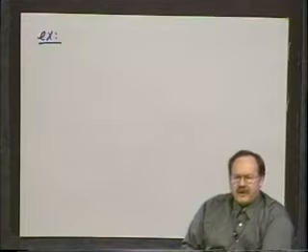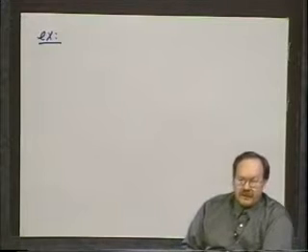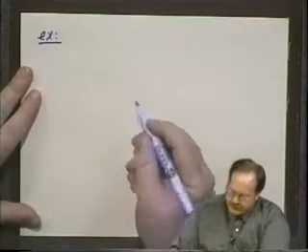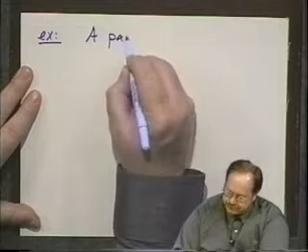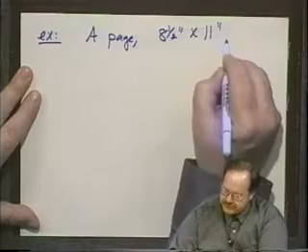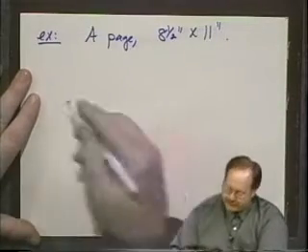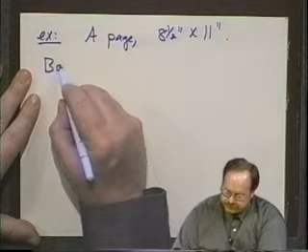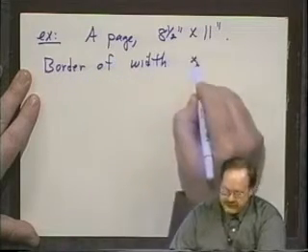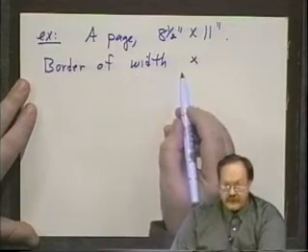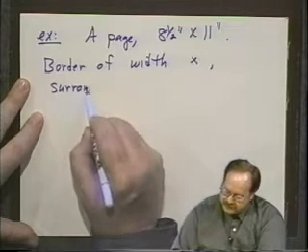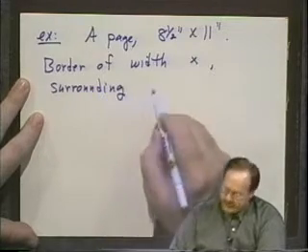This is the first of what you might call real-world problem or word problem. And it fits here, so I'll go ahead and look at it. Here's the situation. We have a page that is 8.5 inches by 11 inches, just the size of a normal sheet of paper. It has a border of width x, the same width, uniform all the way around. And that border surrounds printed matter.